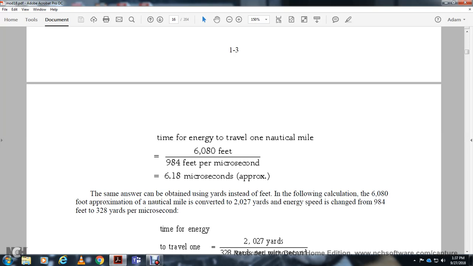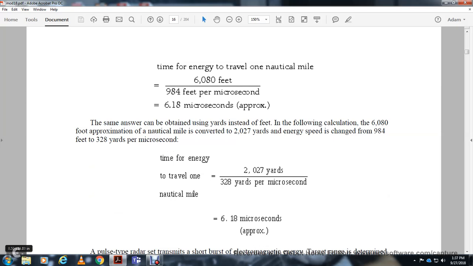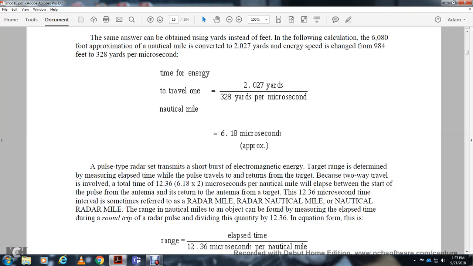The same answer can be obtained using yards instead of feet. In the following calculation, 6,080 feet, the approximate nautical mile, converts to 2,027 yards. The energy speed changes to 328 yards per microsecond. The time of the energy travel is 2,027 yards over 328 yards per microsecond, so the nautical mile takes 6.18 microseconds.